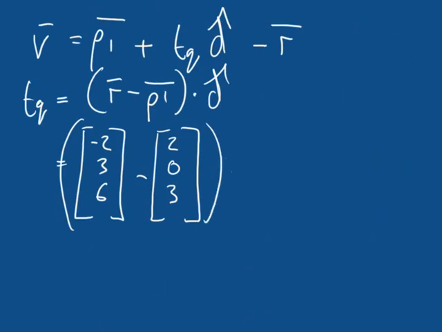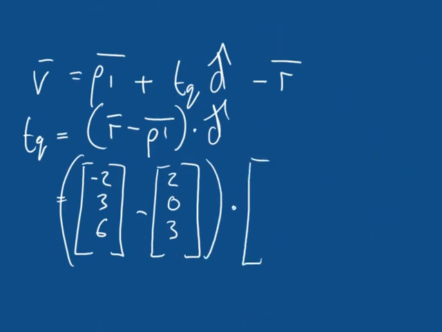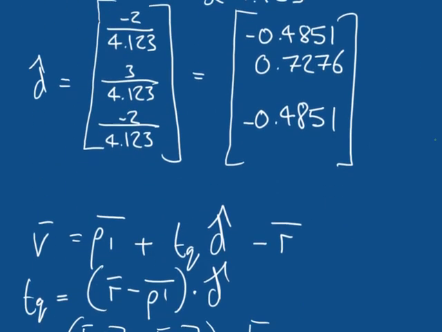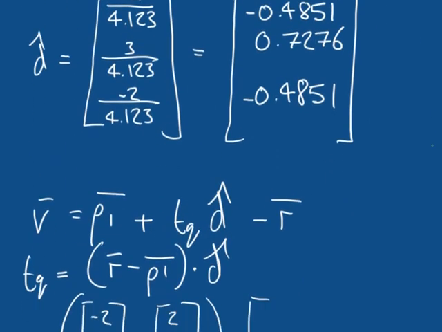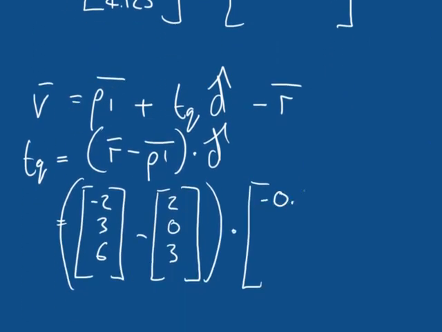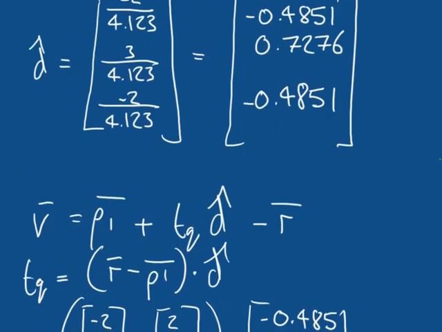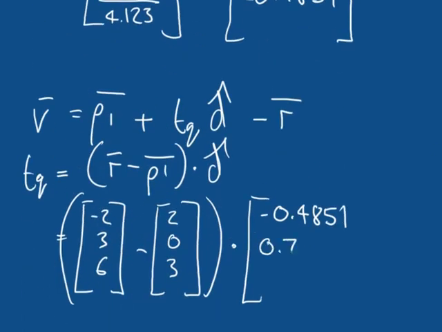And then we're going to dot that with D, and D, of course, is minus 0.4851, minus 0.4851, 0.7276, and minus 0.4851.